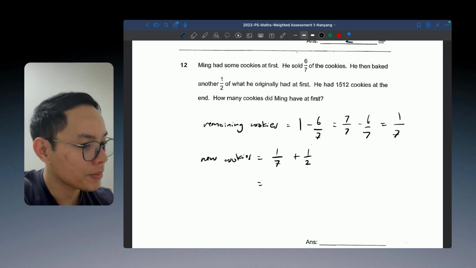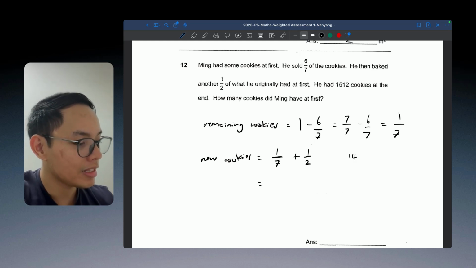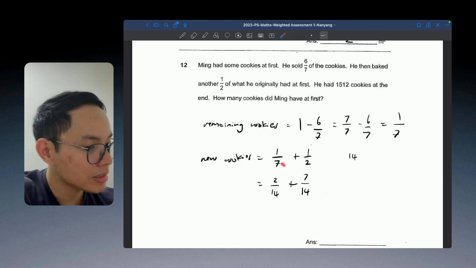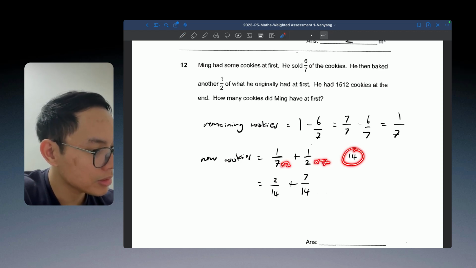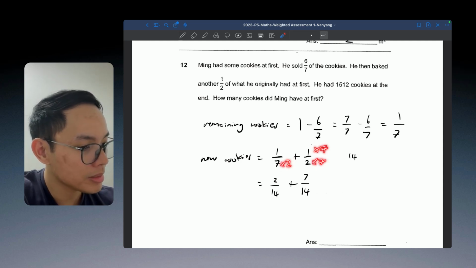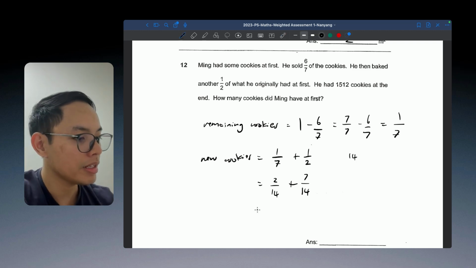Okay, so the common denominator should be 14, right? If it's 14, then 1 out of 7 should be 2 out of 14, plus half should be 7 out of 14. Because what we did here was, since this is times 2, this is times 7, because the denominator is 14. So you multiply the opposite, right? Same goes here, and that's why you get this over here. And then now 2 out of 14 plus 7 out of 14, we can add them up into 9 out of 14.